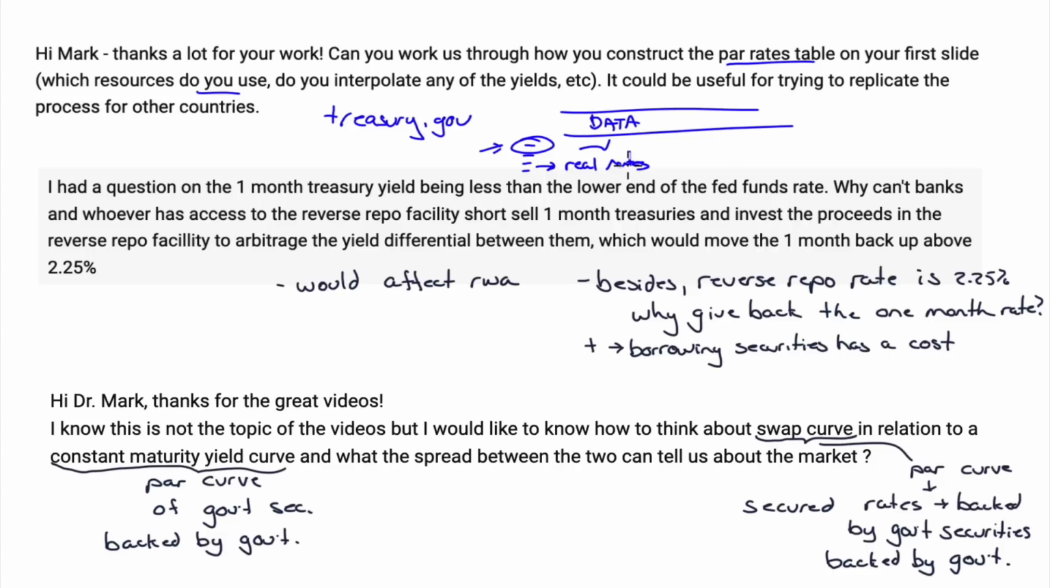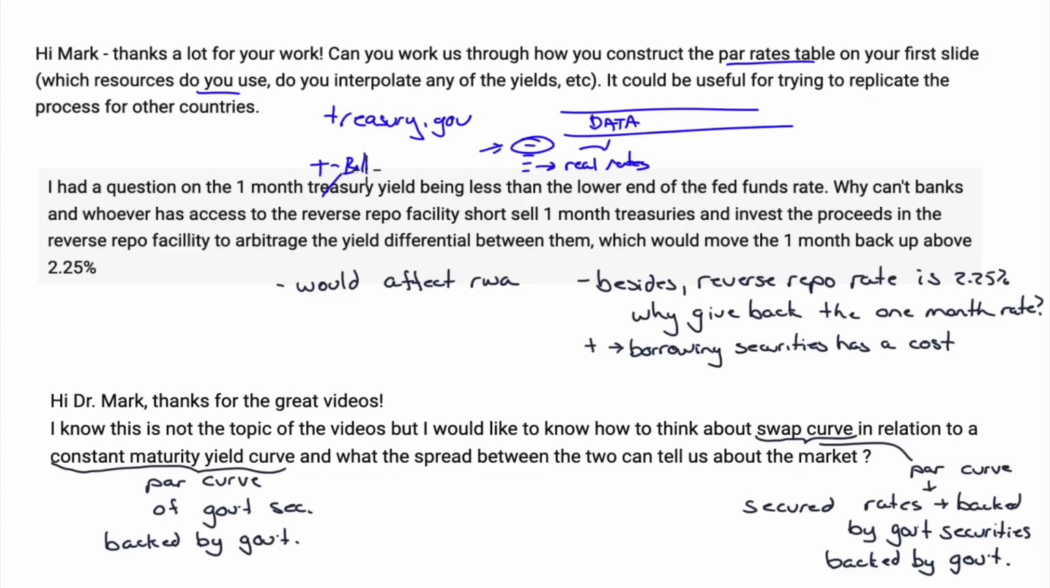I had one question on the 1 month Treasury yield being less than the Treasury T-bill. On the T-bill yield being less than the lower end of the Fed funds rate, why can't banks and whoever access the reverse repo facility short sell 1 month Treasuries, invest the proceeds in the reverse repo facility?